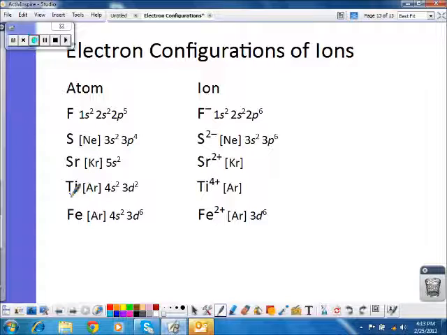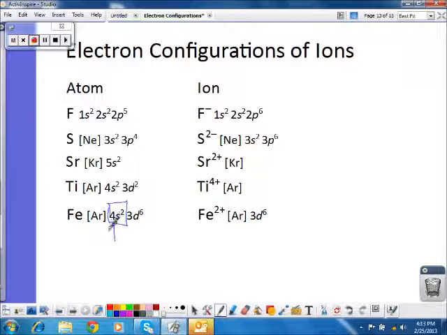Titanium, when it becomes a +4, loses these 4 outermost electrons and becomes a +4 ion. Now look what happens with iron. When iron forms a +2 ion, the 2 electrons to go are the two 4s electrons, because 4 is bigger than 3.